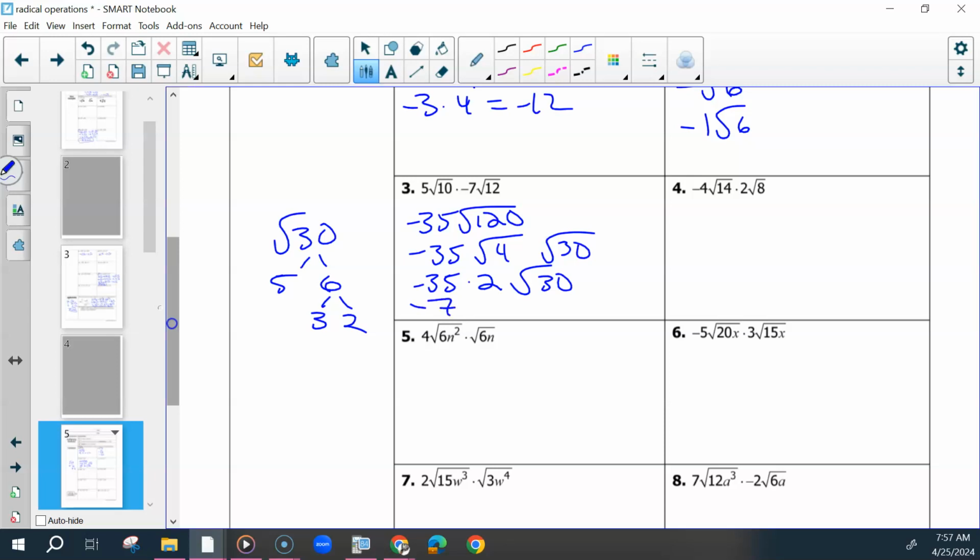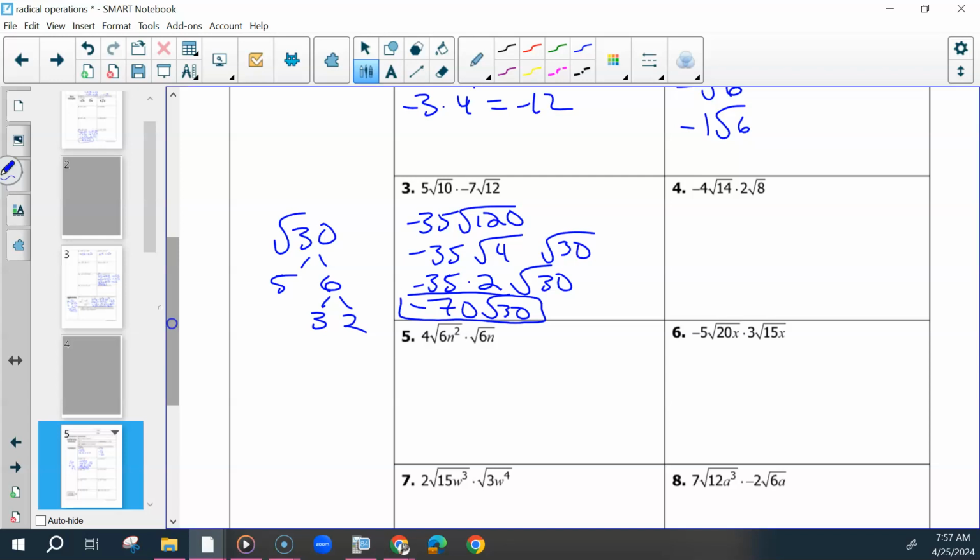Negative 70 root 30. Always double check to make sure whatever's underneath the radical can't be broken down more, because sometimes it can, but if you get 30, it cannot be.